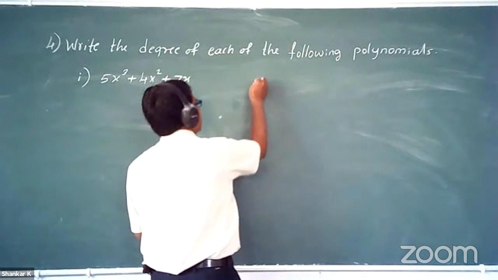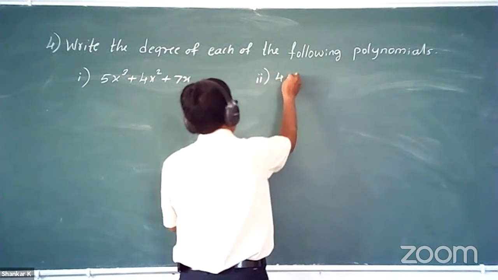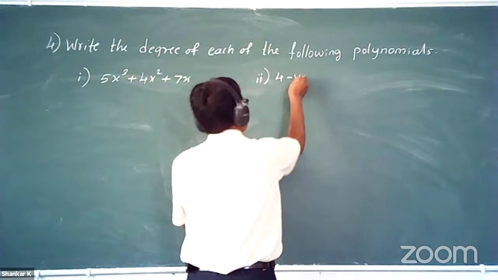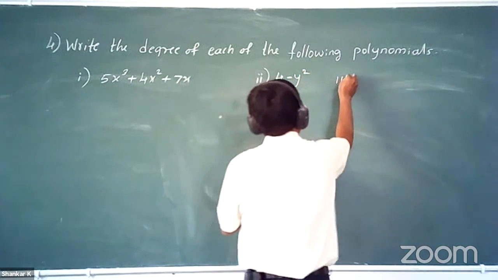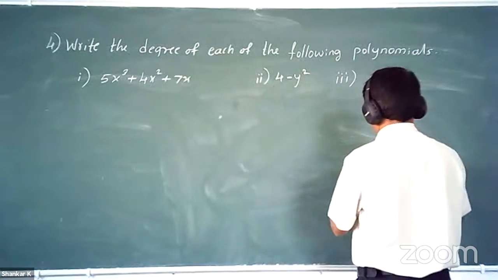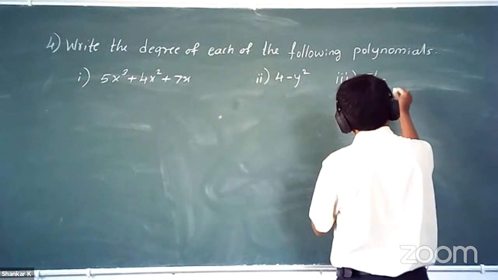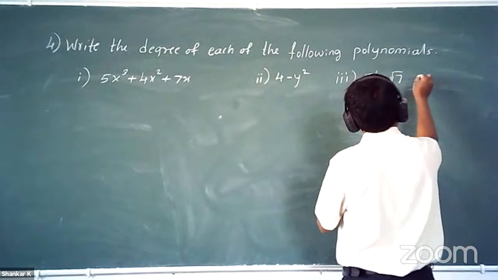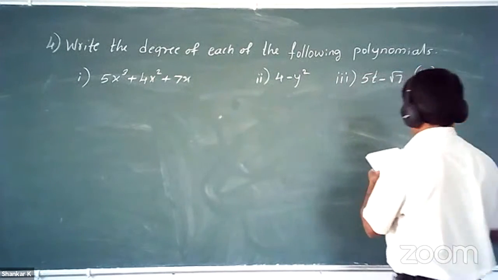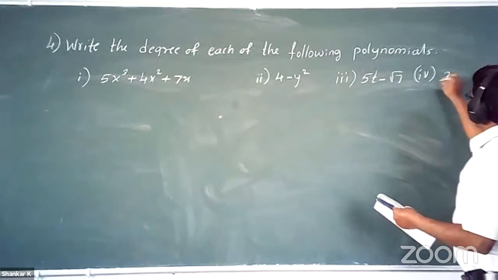Second one, 4 minus y square. Third, 5t minus square root of 7. Fourth, 3.